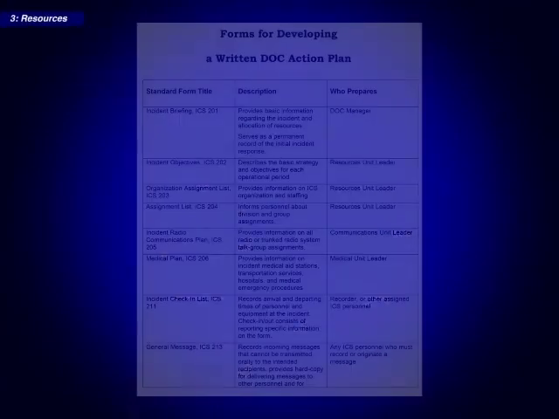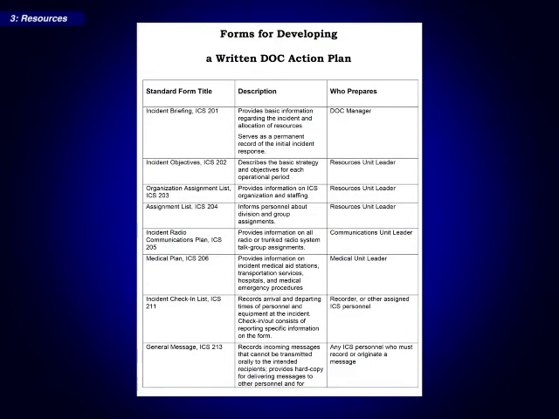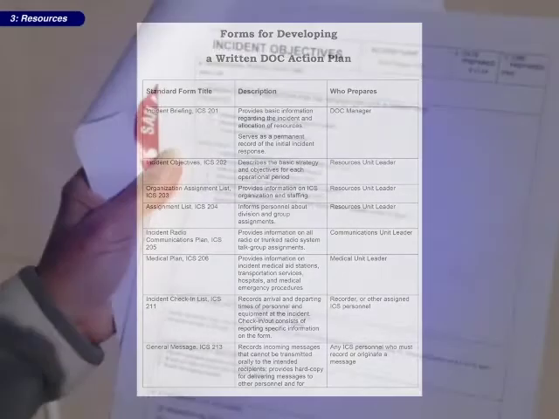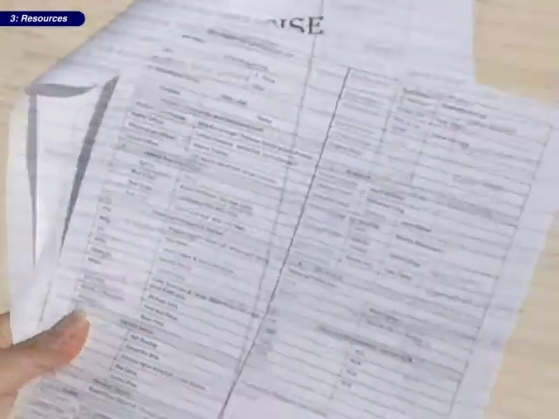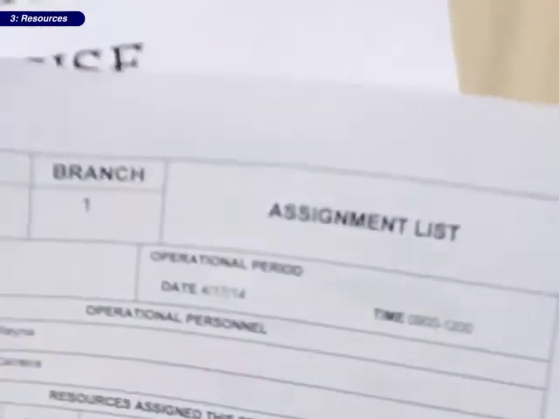A chart of the ICS forms for developing an action plan is available in the resources section of this module. This chart provides a brief description of each form and indicates the ICS position responsible for preparing it. Copies of FEMA's ICS forms for developing an action plan are also available in the resources section. It is a good idea for anyone who is likely to staff a DOC to become thoroughly familiar with these forms.